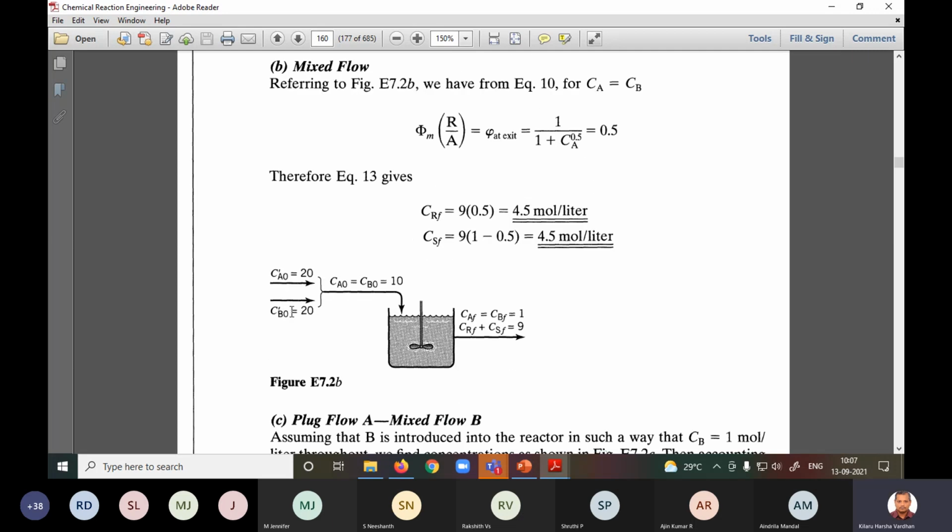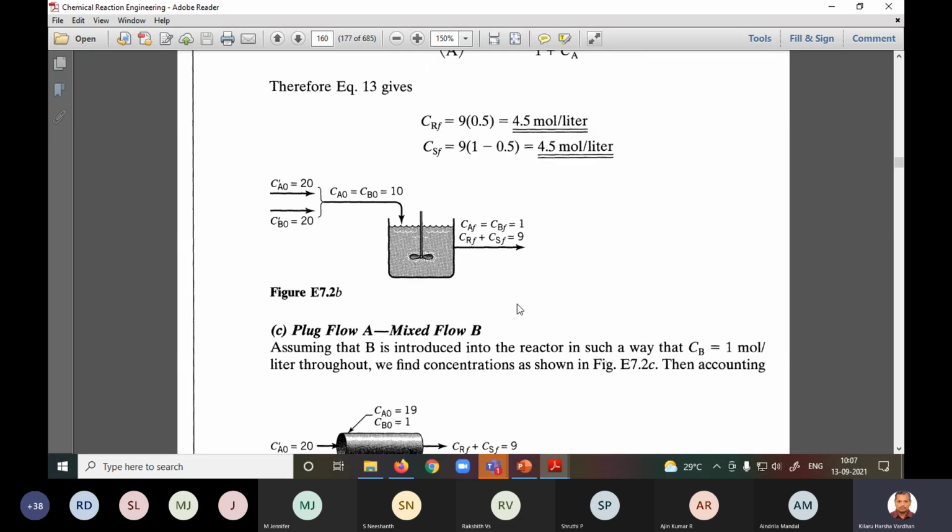So this is the physical representation. This is 20 moles, 20 moles it is given in the problem, but both are mixing inside, therefore the concentration drops. So how much it is dropping? This is 1 liter, this is 1 liter. In 2 liters, you are having 20. In 1 liter, 20 by 2, it is 10. So CAF and CSF is 1, CRF and CSF is 9. This is how you have to do.